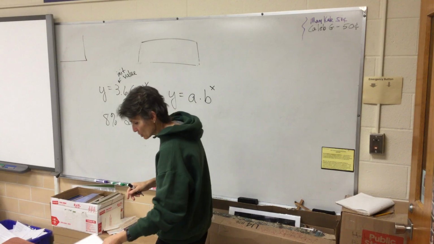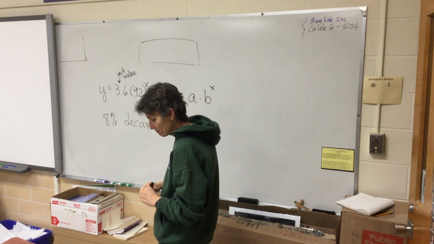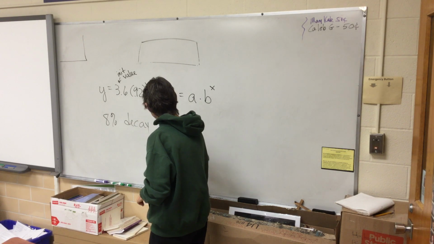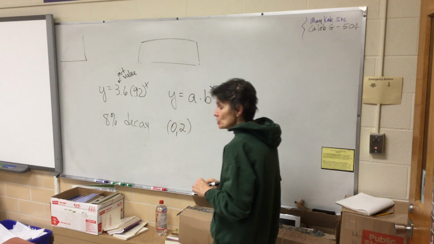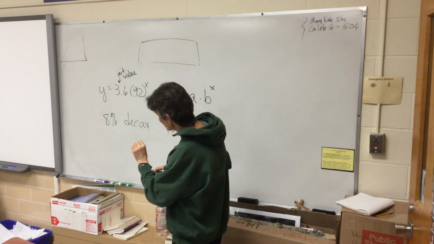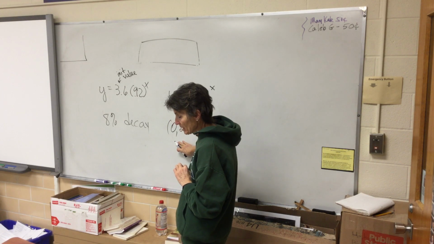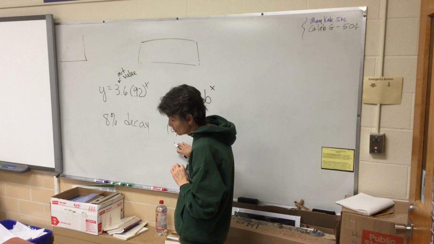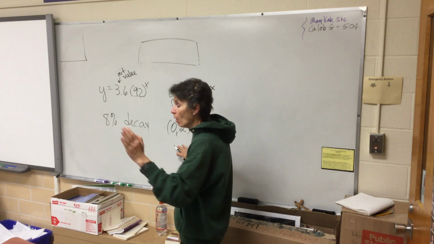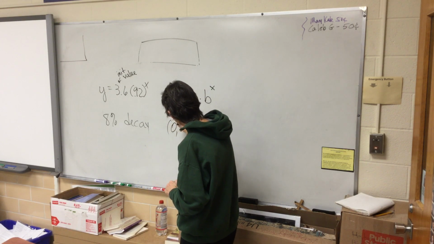Now, when I ask you to do this, I'm always going to give you 2 points, and one of the points is always going to have a 0. So I want you to get in the habit, make a little note of this, start with the point that has a 0 in it. That's going to make your life so much easier. I will always make sure you have a 0. Now, that's your x and your y.